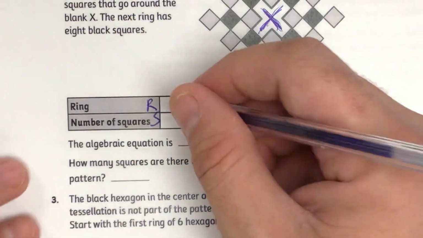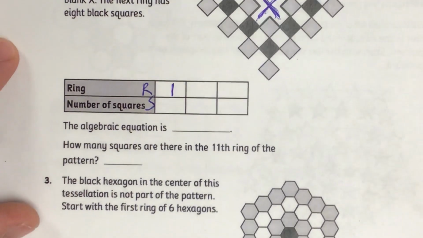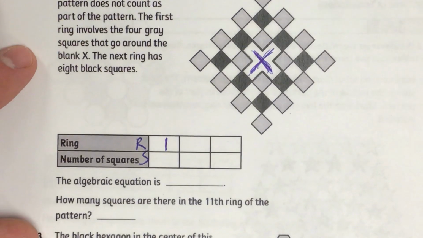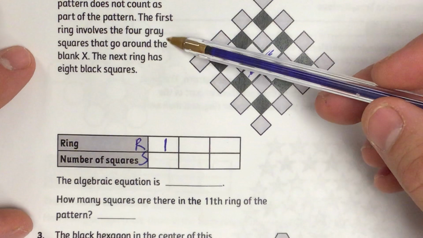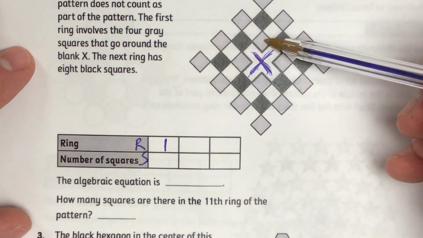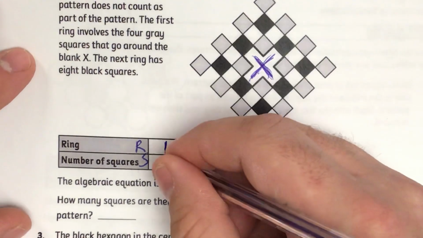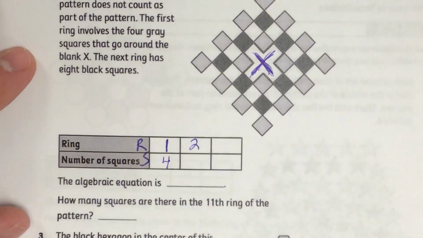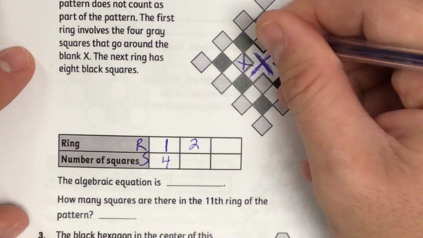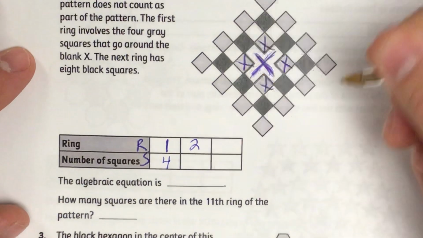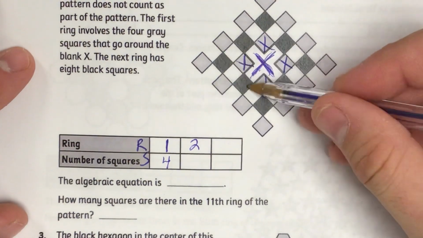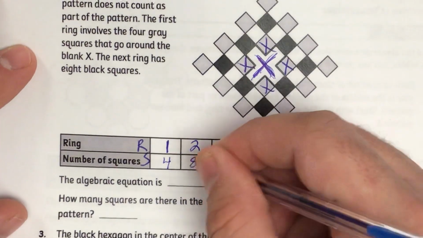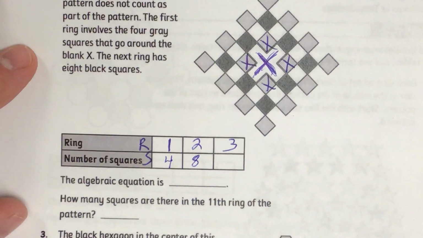So ring number 1, how many squares? Landon actually read this, so you don't even have to count. 1. The first ring involves the 4 gray squares. Landon, you even read it. 1, 2, 3, 4. Second ring. 8. We're just looking at the black ones. Last one? 12.